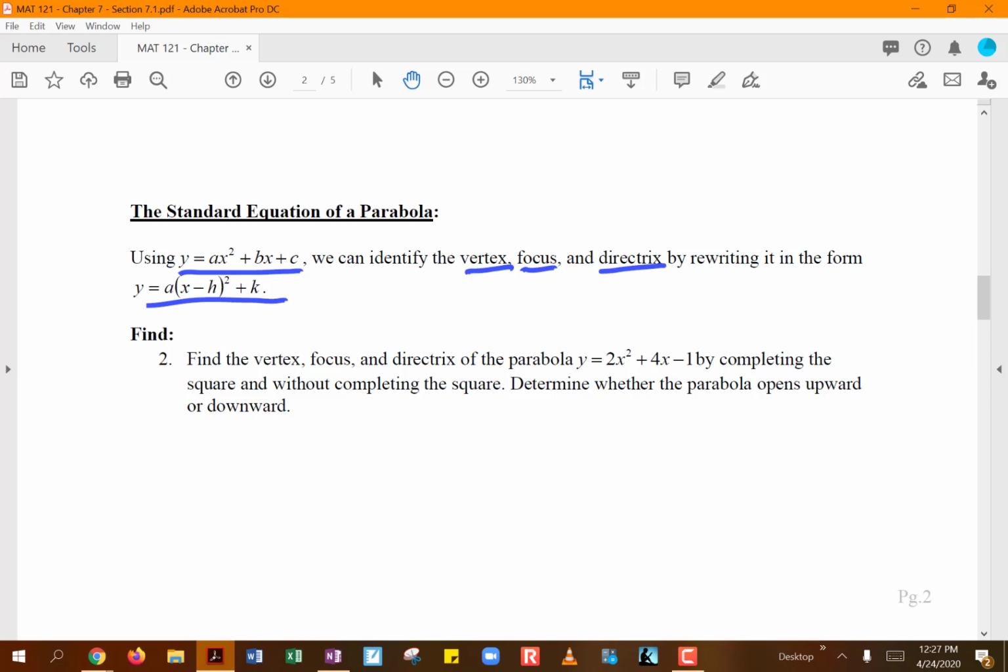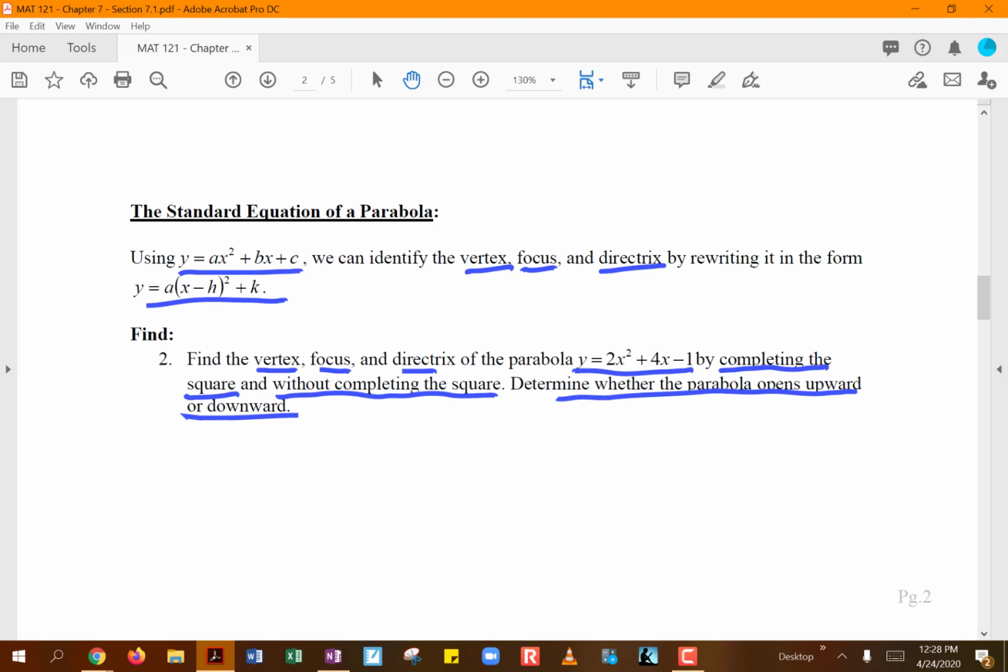So here, in example 2, same thing. They're asking us to find the vertex, focus, and directrix if we are given the equation of our parabola in the standard form, y equals 2x squared plus 4x minus 1, and they're asking us to do this in 2 different ways. So the first method, they're asking us to do this by completing the square, and for the second one, they are saying do this without completing the square. So how can you find the vertex, focus, and directrix in these 2 different methods? And then at the end, they also want us to determine if the parabola opens up or down. Okay?